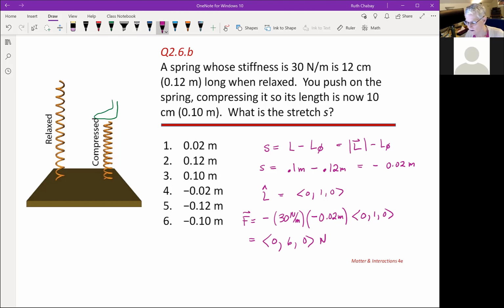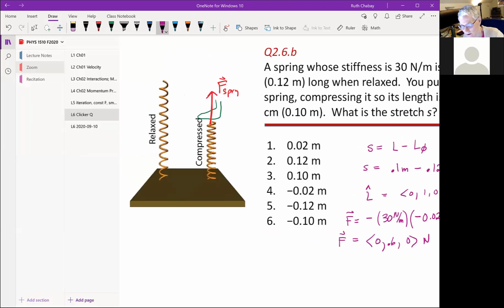Now, does that make sense? Is it in a reasonable direction? That says that the force should be pushing up. The spring is exerting a force upward on your hand. And that makes sense because that's the way it should be. So we did need that minus sign. That minus sign helped us get the right direction. 0.6, yes, it should be 0.6. So, okay. So we calculated a spring force.